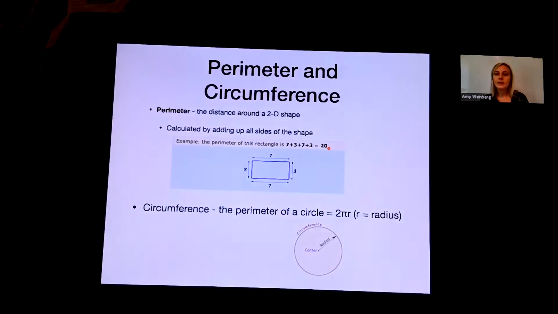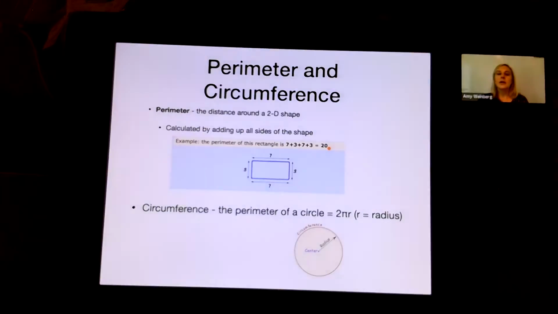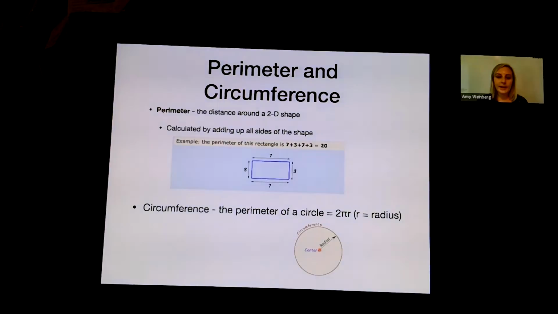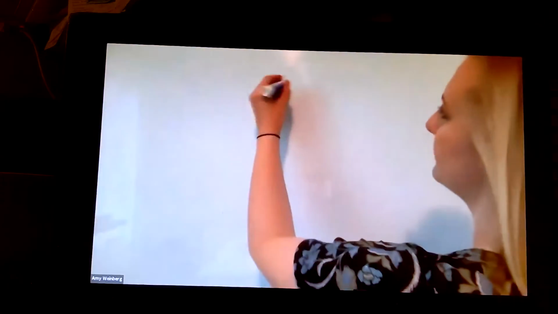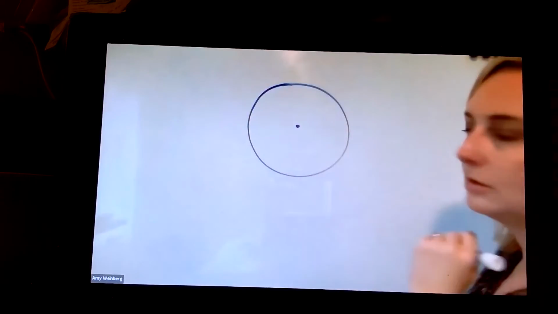Okay. Now, let's say you live somewhere and you live in a circle instead. So to find the perimeter of a circle, that is called the circumference. So it means the same thing. Circumference is the perimeter of a circle. Okay, a couple of reminders about circles. We haven't looked at circles for a little while. So here's our circle. Here's the center of our circle.